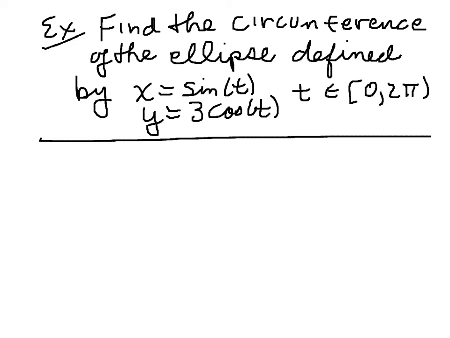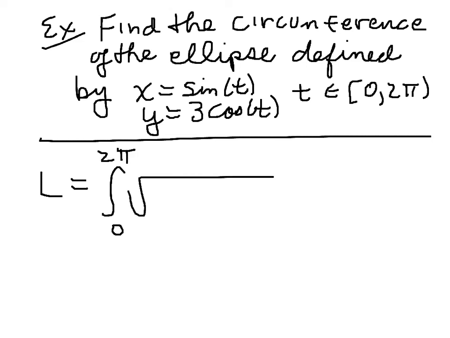So here's a simple example that we can look at. We have an ellipse defined by these parametric equations, as t goes through one full revolution of the unit circle, and we want to find the circumference of that ellipse. So that circumference, or length, will be the integral from 0 to 2 pi of the square root of dx dt, which is cos squared, plus dy dt squared, which will give us 9 sine squared of t, dt.